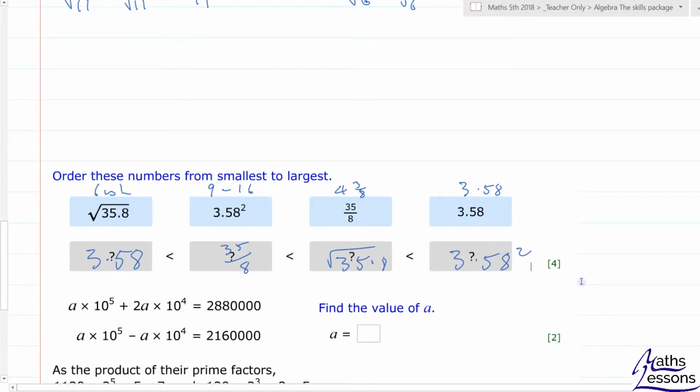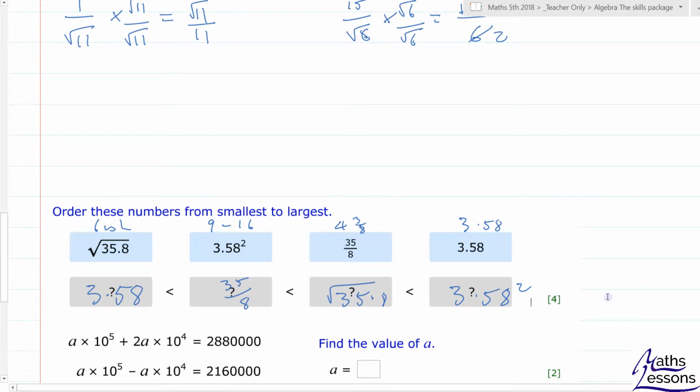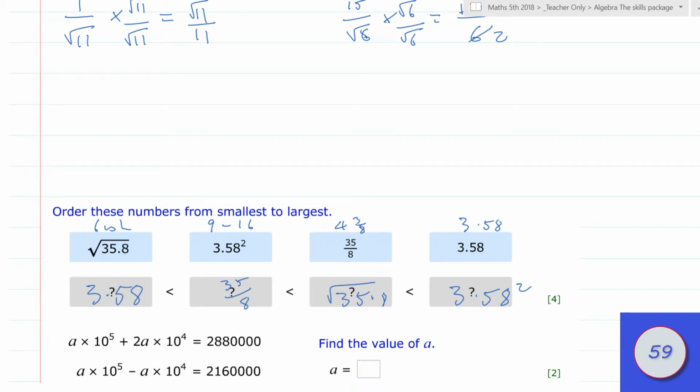Okay, moving on to this number. I'm just going to give you a tip. Try and take out a common factor on the left-hand side. 60 seconds to have this one. Take a common factor out of the left-hand side.